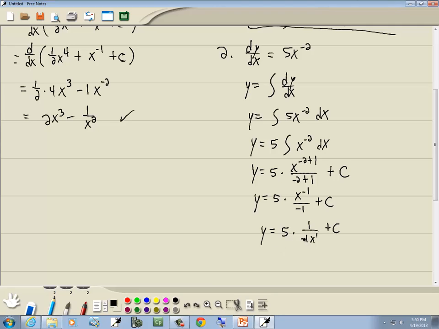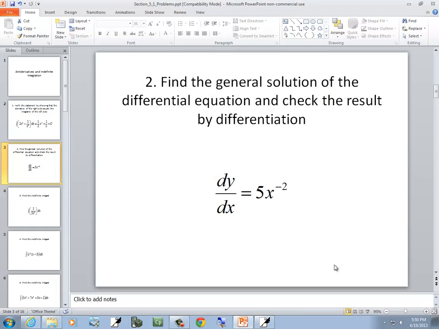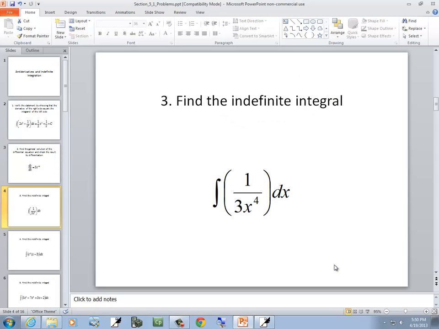Now this negative 1 here, I'm going to go ahead and put the negative up on top, and I'll put the 5 up there too. So we got y is equal to negative 5 over x plus c. And that's our answer. So again, we can use integration to go backwards and find our original function. Let's take a look at this one.